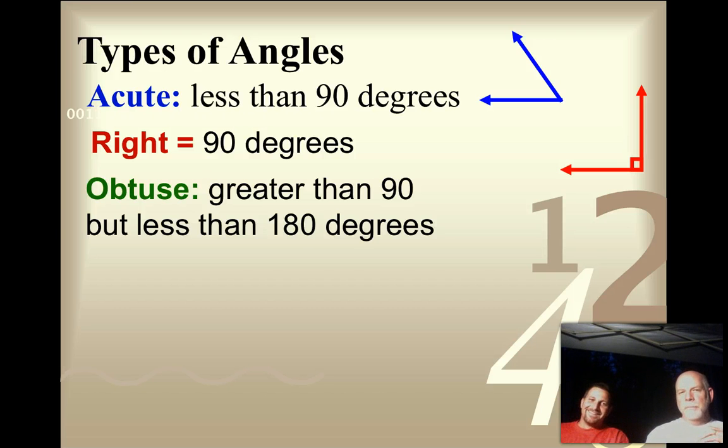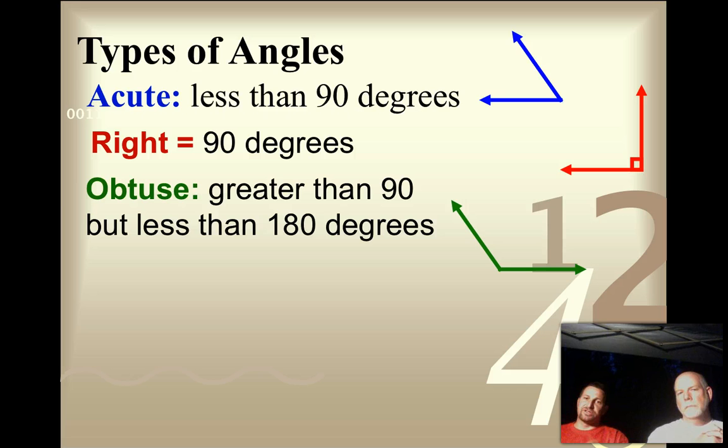An obtuse angle is greater than 90, but it's less than 180. So acute is less than 90, obtuse is bigger than 90. Obtuse sounds large when you say it. Whenever I hear the word obtuse, it just makes me think big. But it's less than 180. Don't forget that part.